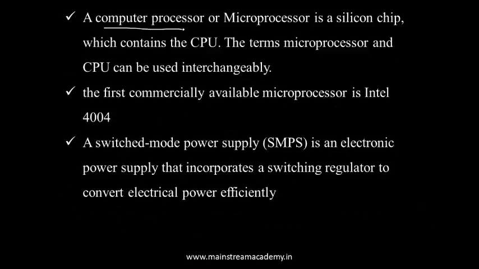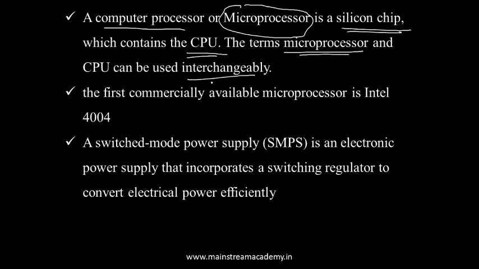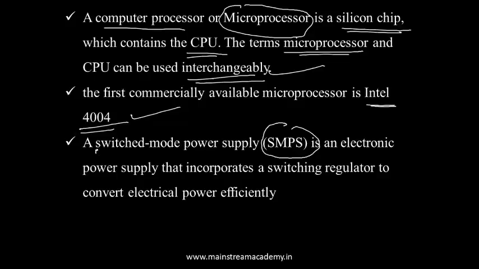And the computer processor, or microprocessor, is a silicon chip which contains the CPU. Please be aware that the microprocessor and the CPU can be used interchangeably. And the first commercially available microprocessor is the Intel 4004. SMPS is called switch mode power supply. SMPS is an electronic power supply that incorporates a switching regulator to convert electrical power efficiently.